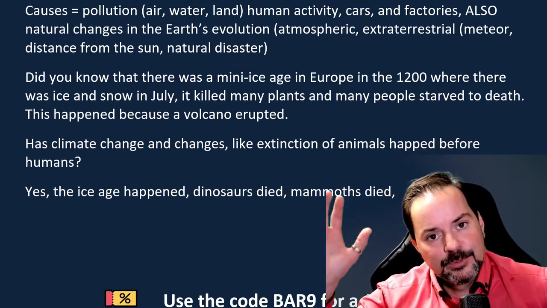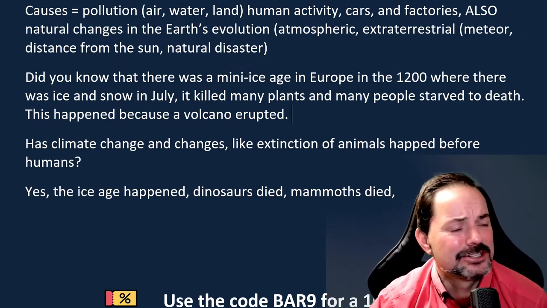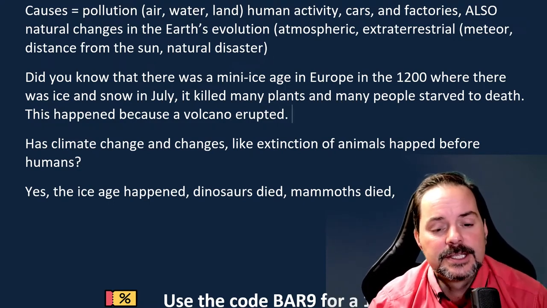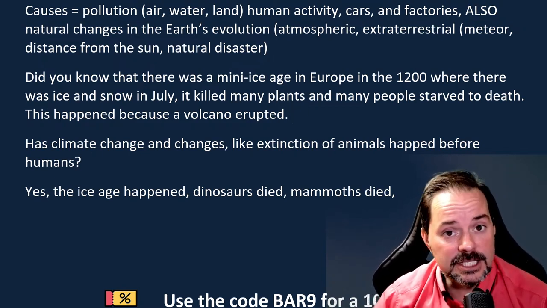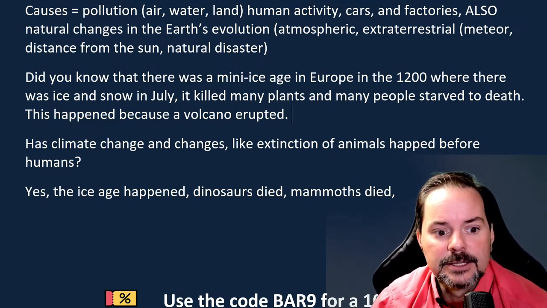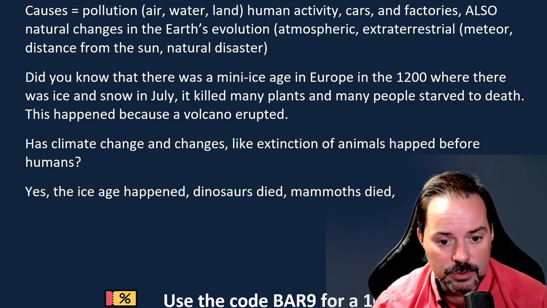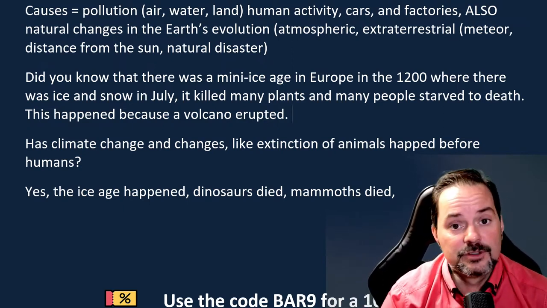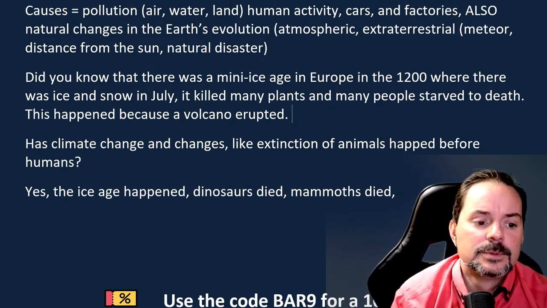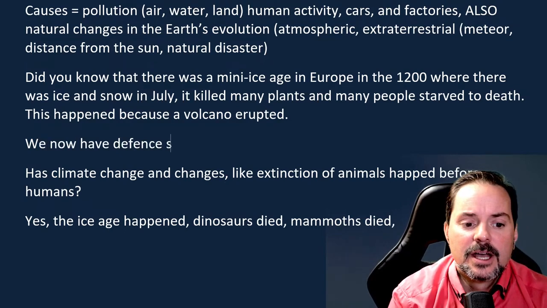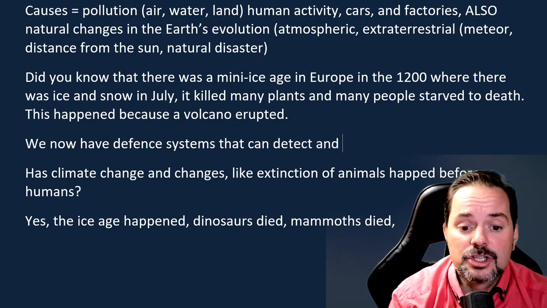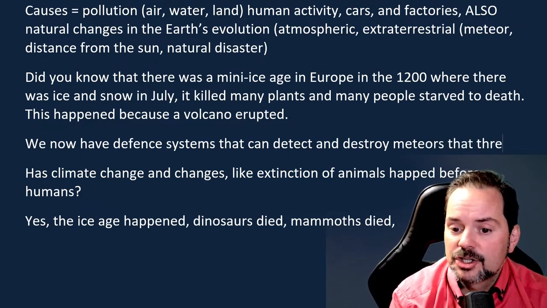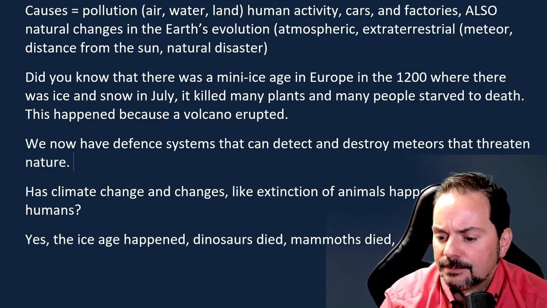Okay. Humans aren't the controllers as we think we are. Now you're like, oh, well, this is just depressing. Now I know that I'm doomed. No, we can prepare. You probably have read that the United States and a couple other countries together have successfully created defense systems against meteors. So now if a meteor is coming towards the Earth, there's a very good chance that we can destroy it before it causes this kind of change. Okay, they just did that, I think, last year. Everybody read about that. We now have defense systems that can detect and destroy meteors that threaten nature. Just in the last year. Okay.